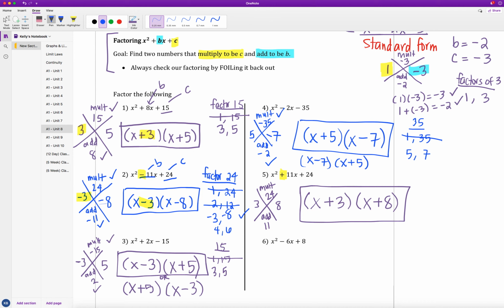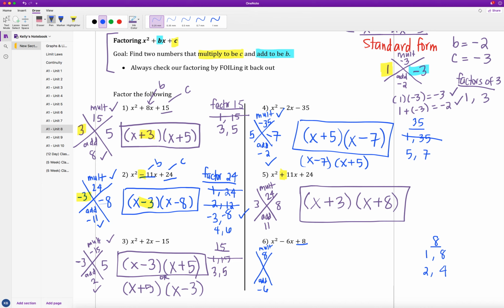Why don't you guys pause the video and factor example 6 on your own first. Okay, let's check example 6. It says x squared minus 6x plus 8. So if I write my x games, it needs to multiply to be positive 8, because that's my c term, and it needs to add to be negative 6, since that's our b term. So if I think about factors of 8, I get 1 and 8, 2 and 4 would work, and those are actually all of my factors there.